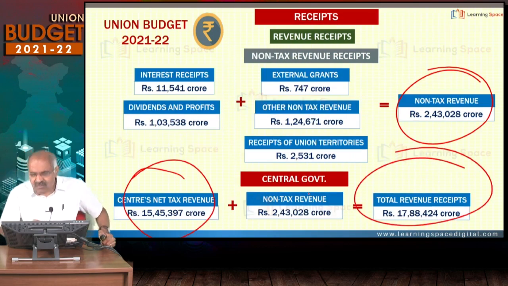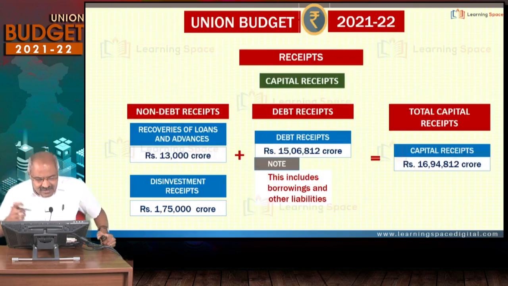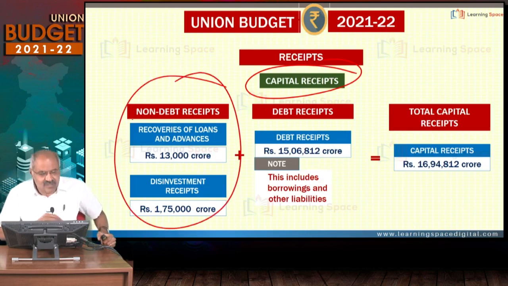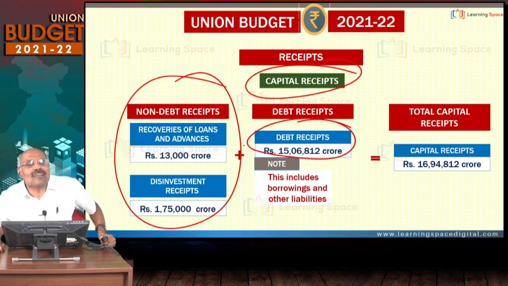So total revenue receipts, that means tax revenue and non-tax revenue put together, is around 18 lakh crores, right? And if you look at capital receipts, this is in fact non-debt receipts. Non-debt receipts predominantly disinvestment of public sector enterprises, that is non-debt capital receipt. And what is debt capital receipt? Debt capital receipt is nothing but market borrowings, right? So debt receipts are 15 lakh crores.